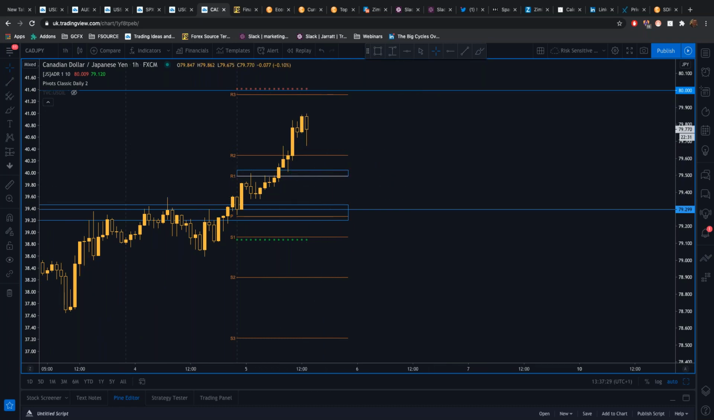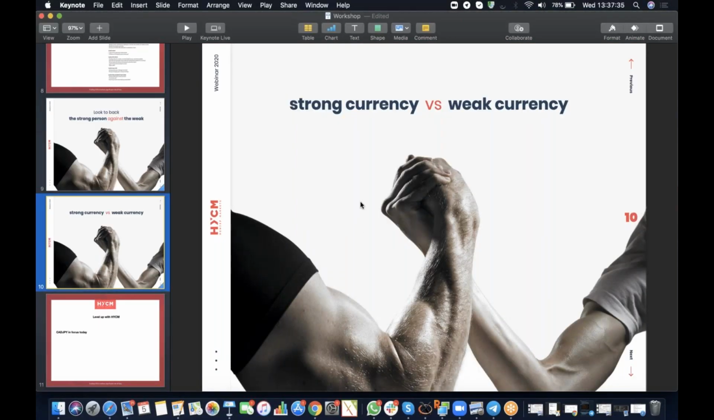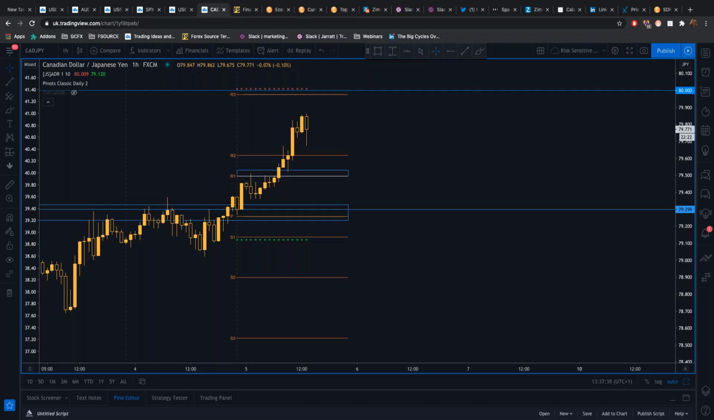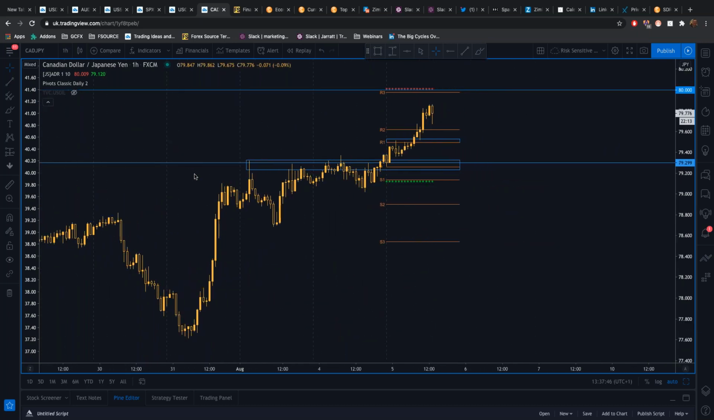Remember, looking at our main screen, we have our strong currency versus our weak currency. So we can see our strong currency is the CAD. Our weak currency is the yen, hence the CAD yen upside. This is how professional traders go about choosing which currency pair to trade. Now, of course, we're doing this on an intraday basis, but you could also do this on a larger scale.